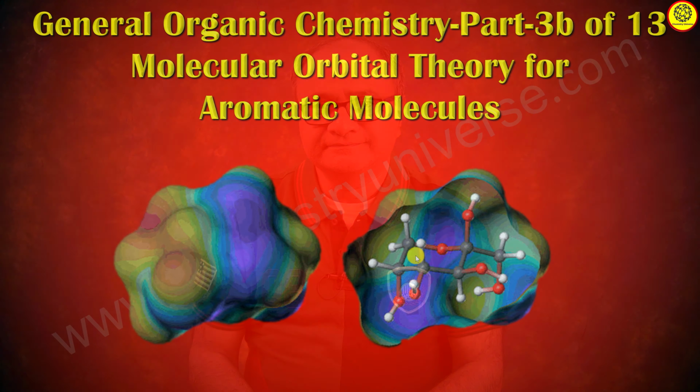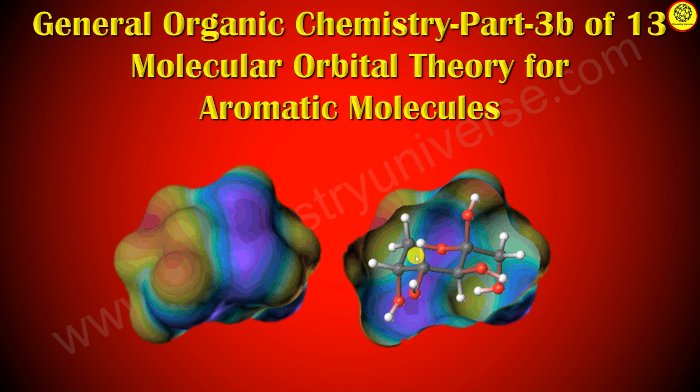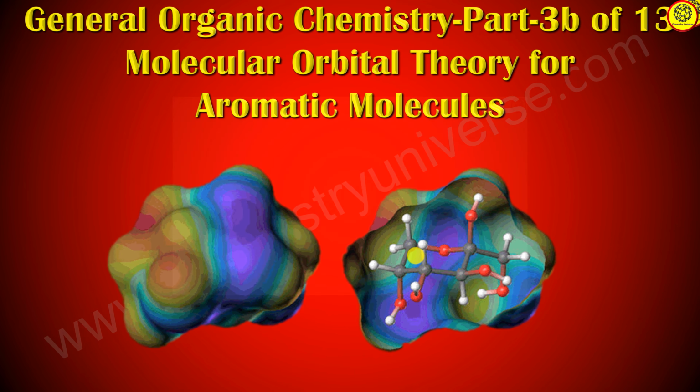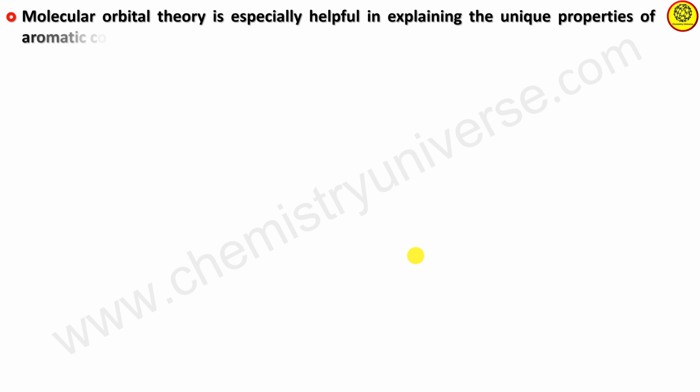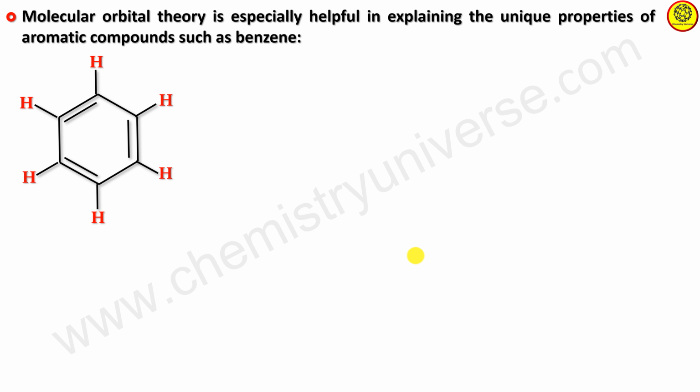So let's begin. Aromaticity with the molecular orbital approach. So, molecular orbital theory for aromatic molecules, and we are going to begin by emphasizing the unique properties of benzene. The molecular orbital theory is especially helpful in explaining the unique properties of aromatic compounds such as benzene. And this, as you can see, is benzene.